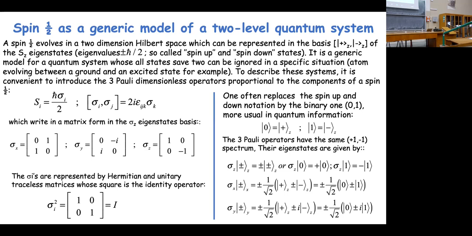If you are in the plus state along the x direction, it's a linear superposition of the plus state and minus state along the z direction with equal probabilities. So you have a 1 over square root of 2 to normalize the state. So these are very simple relations.